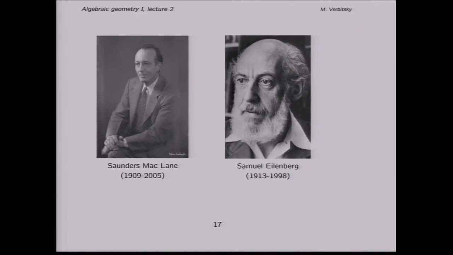Okay, so these are the guys who invented that. Originally, category theory occurred first when people started doing cohomology, because cohomologies are functors. And there are different cohomology theories on topological spaces. But then they discovered that they're all equivalent. And to state this equivalence, you really need functors. Otherwise, it would make no sense.